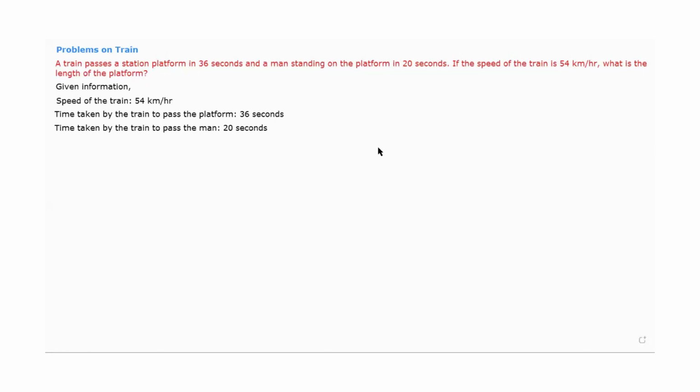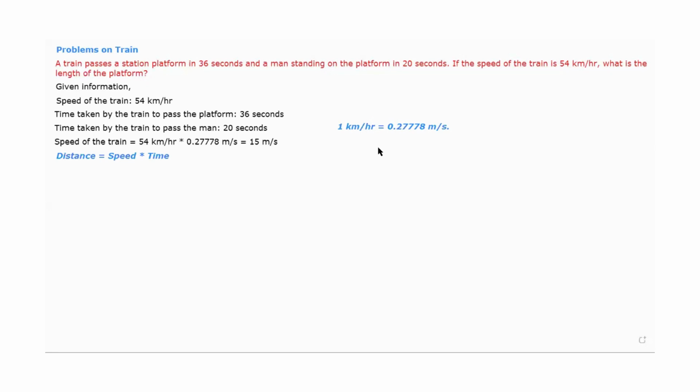To convert from kilometer per hour to meter per second, we use the conversion factor 1 kilometer per hour equals 0.27778 meters per second. Speed of the train equals 54 kilometers per hour times 0.27778 meters per second equals 15 meters per second. Next, we can use the formula, distance equals speed times time.